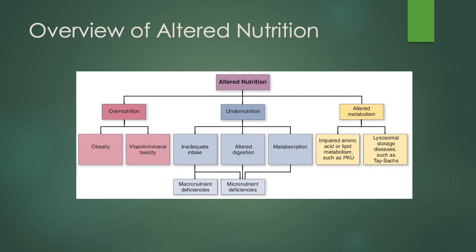And then you have altered metabolism. So when we talk about metabolism and proteins particularly, those are amino acids. So if you have impaired amino acid or lipid metabolism, you can end up with a condition called PKU, and we'll talk a little bit about that today. Or you may have lysosomal storage diseases such as Tay-Sachs. So overall, this is your picture of what altered nutrition looks like, and just understand that you have three main categories. That's overnutrition, undernutrition, and altered metabolism.